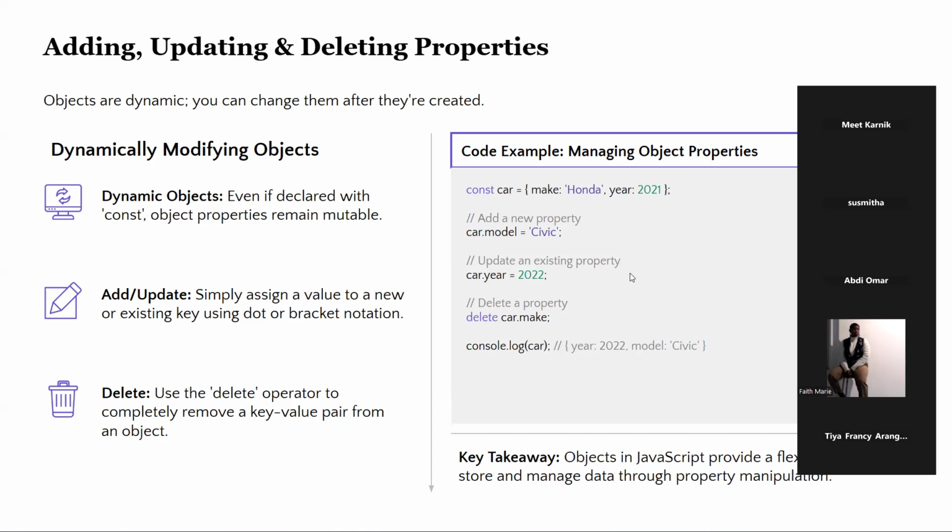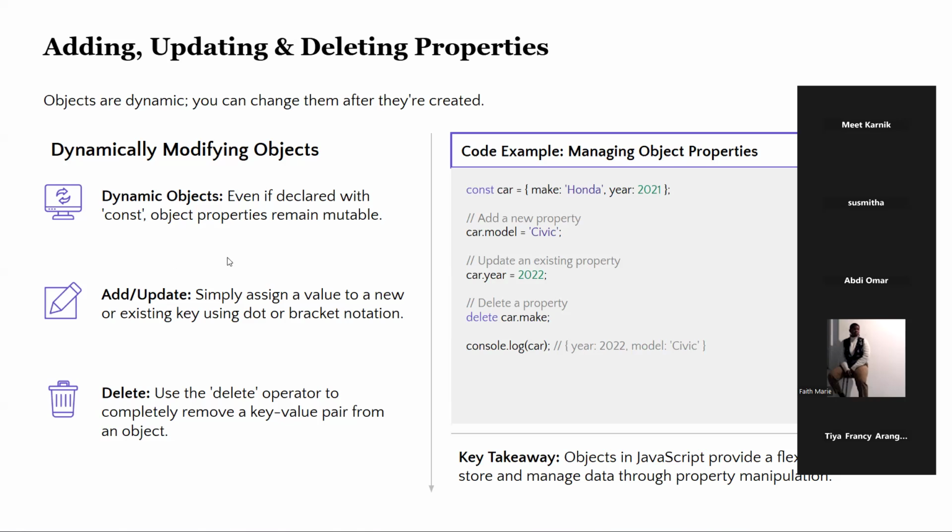One important idea in JavaScript is that objects are dynamic. That means if an object is declared using a const, the properties inside the object can still change. So if you want to add a new property, you can simply assign a value to a key that does not already exist. If you want to update a property, you assign a new value to a key that already exists. You can use either dot or bracket notation. It depends. And if you want to remove a property completely, you can simply use the delete operator.